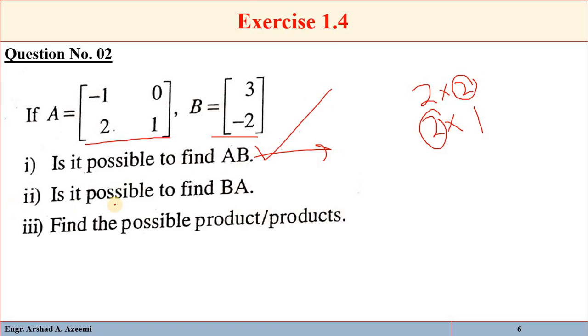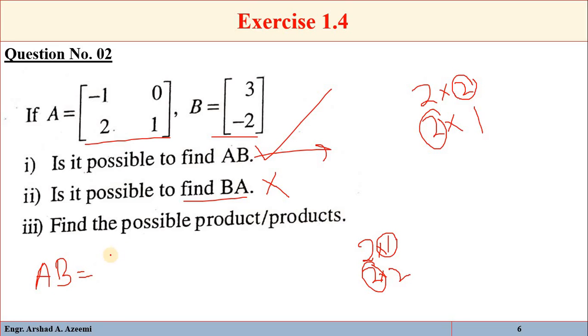Yes. Is it possible to find BA? So see BA. The order of B is 2 by 1 and the order of A is 2 by 2. So the number of columns of B is not equal to the number of rows of A. So BA is not possible. And find the possible product. So see, the only possible product is AB.